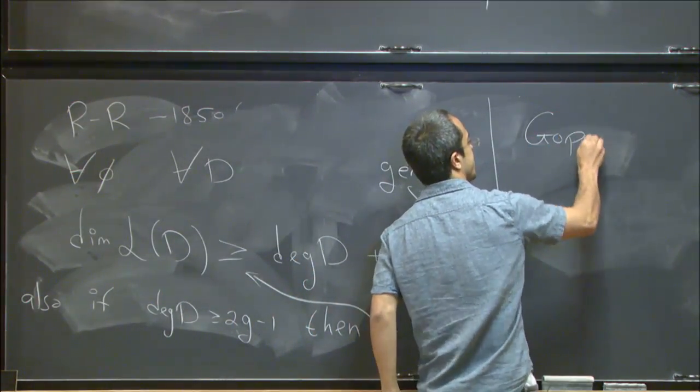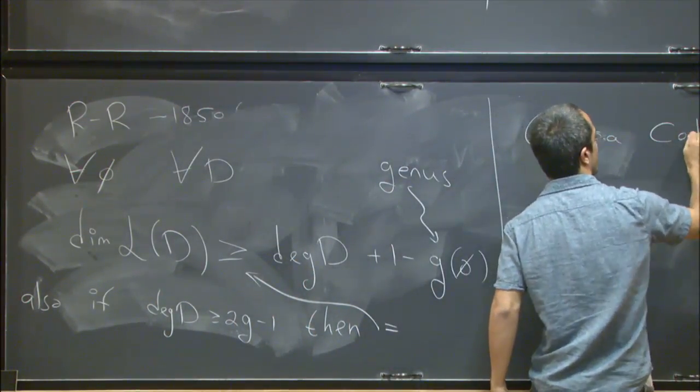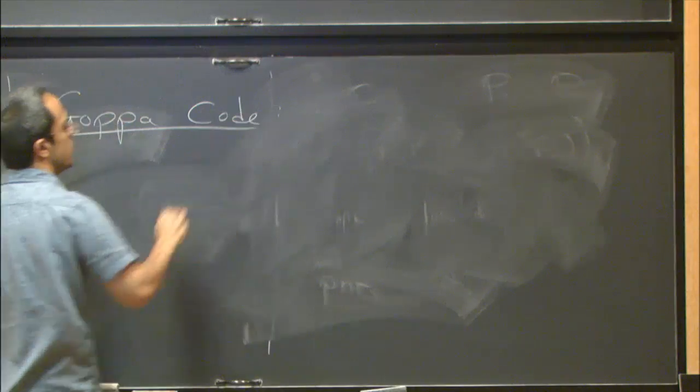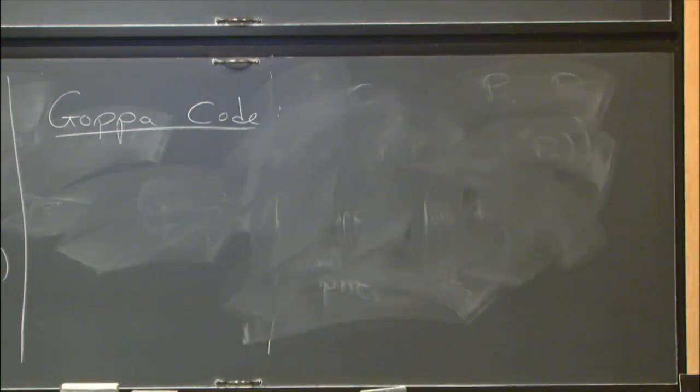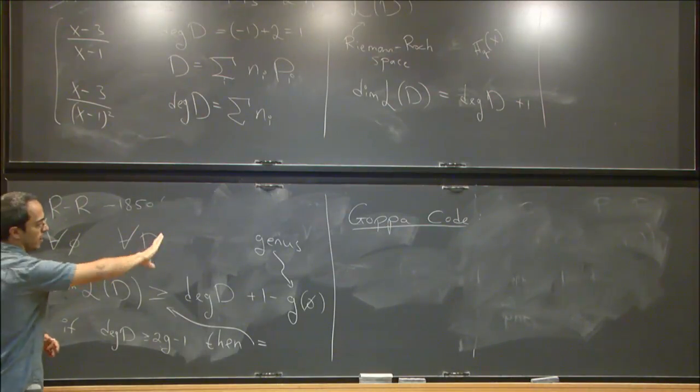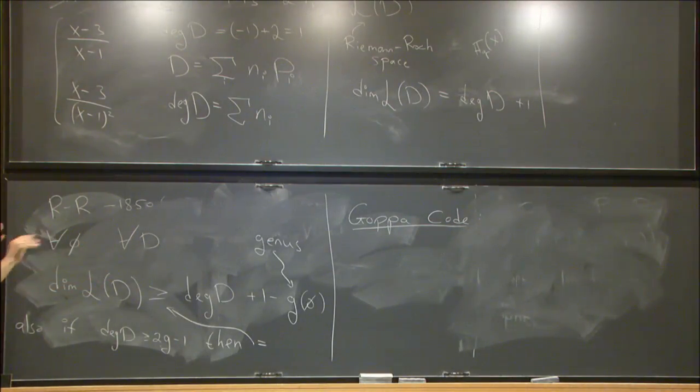So here is Goppa's suggestion, and we'll see how it generalizes Reed-Solomon. Hopefully it will help. So a Goppa code. Goppa suggested an abstract template for constructing codes. And as I said, this was instantiated in later works; I will say something about the references afterwards.